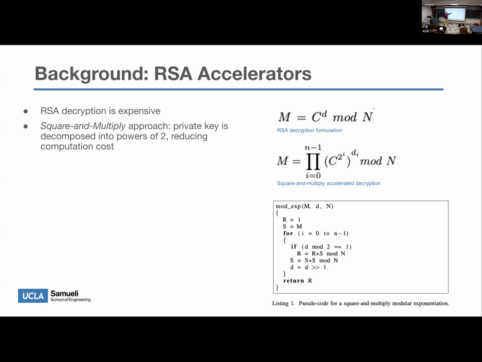So as we see, the top formula is the standard decryption formulation. The middle formula, you can see the ciphertext that's then raised to the power of 2. That would be your square and multiply approach. And then finally, at the bottom is a figure that is taken from the paper, which is the authors' pseudocode for square and multiply RSA decryption.